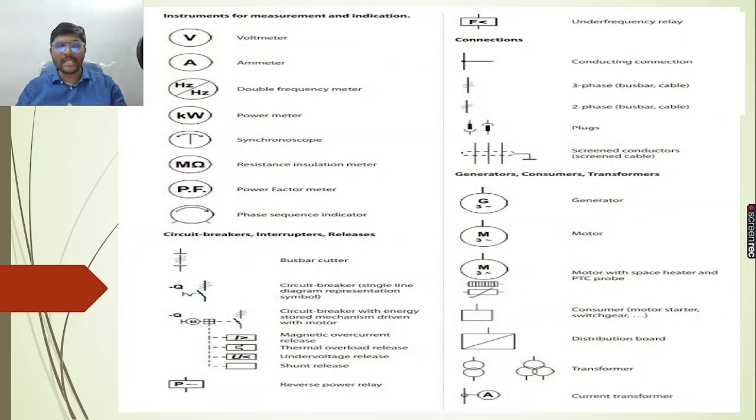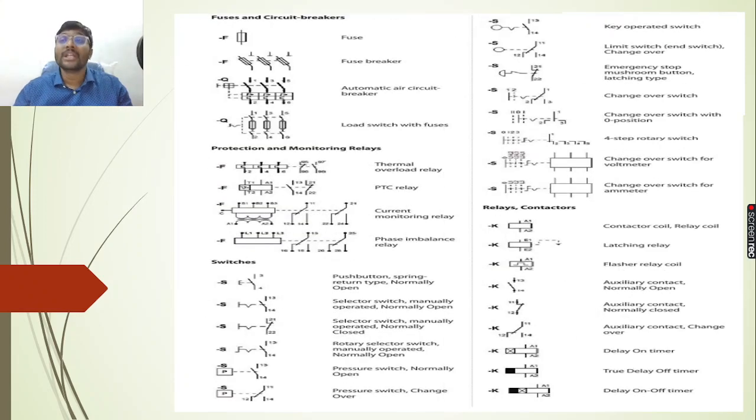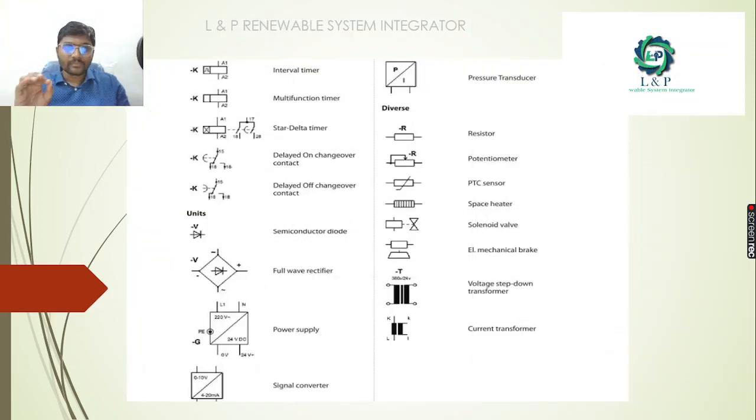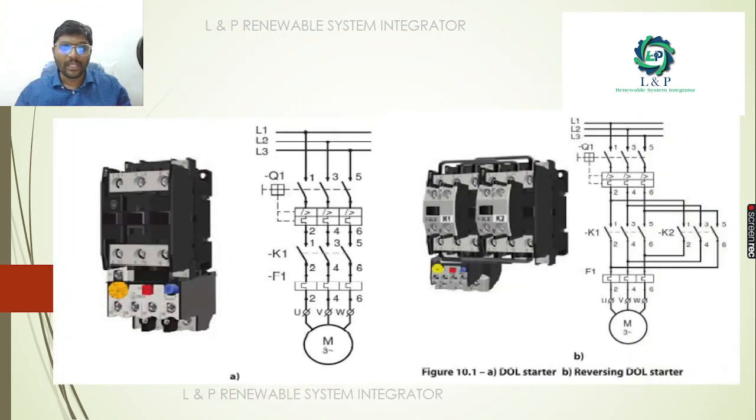In our discussions we might be using many symbols and abbreviations. If you have any doubt regarding the abbreviations of instruments for measuring and indications, circuit breakers, generators, connections, transformers, fuses, protection, monitoring relays, switches, relays and contactors, units, drives, kindly refer to that session. So this is an example of a DOL starter.